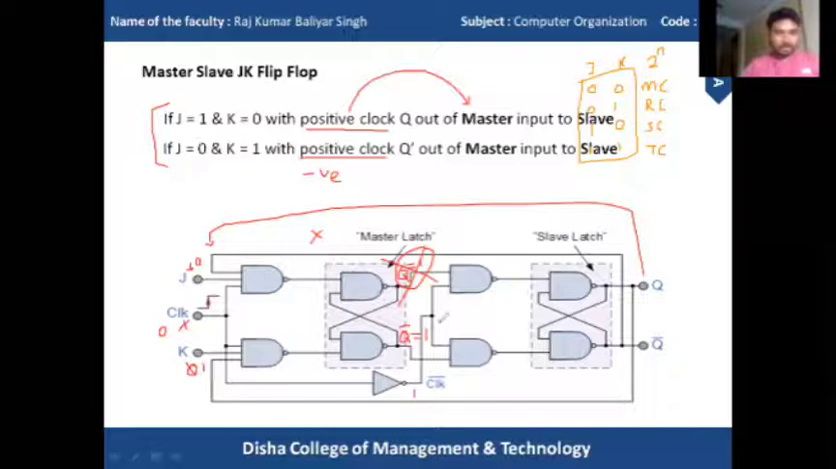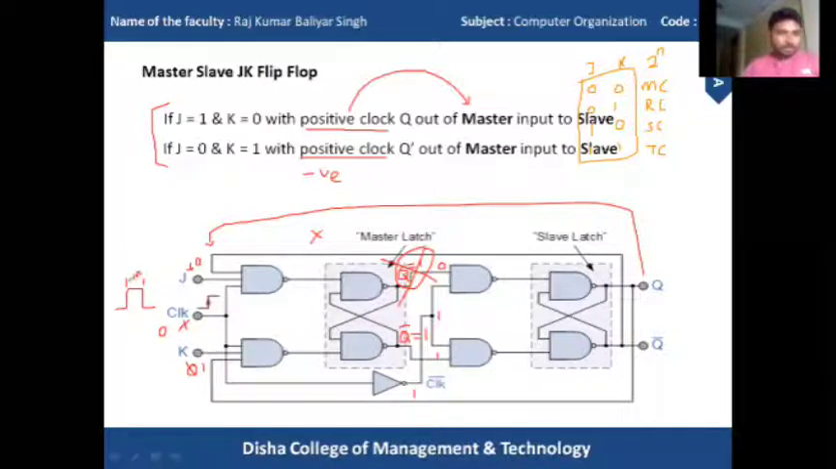This 1 is applied to the slave side, and the value of Q naught is 1 here and Q equals 0 here. So this is 0 and this is 1. This 0 1 is received from the master with the previous clock cycle. Okay, so at this time the master is functioning.